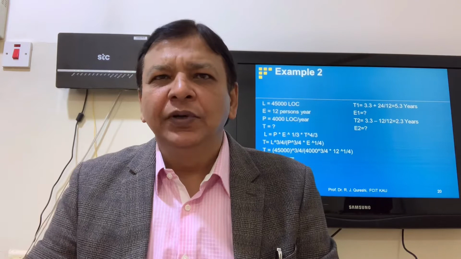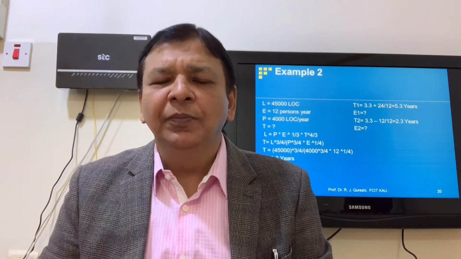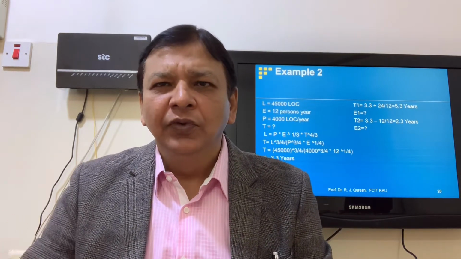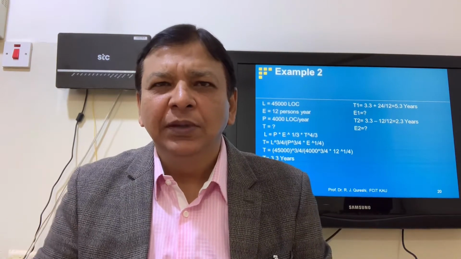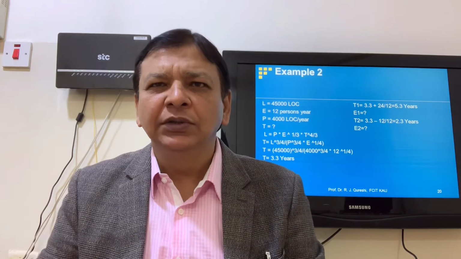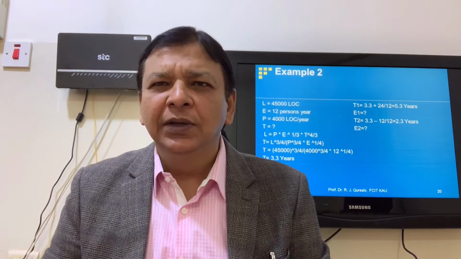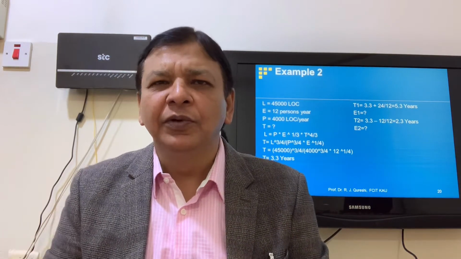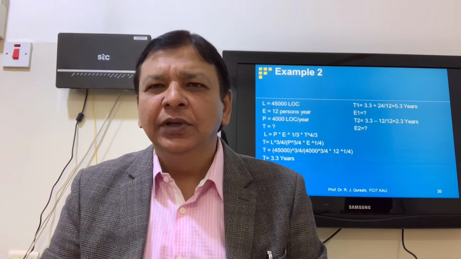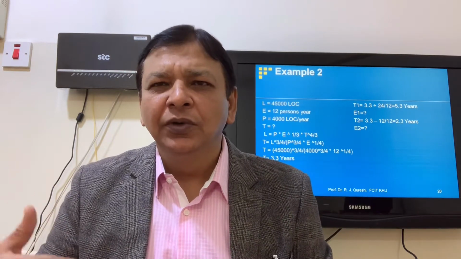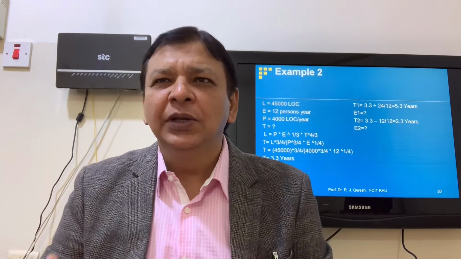L is equal to 45,000, E is equal to 12 person-years, T we need to calculate. T is equal to 45,000 power 3 by 4 divided by 4,000 power 3 by 4 multiplied by 12 power 1 by 4. T is equal to 3.3 years. Now we have two scenarios, if we increase the time by 24 months. 24 months means 24 divided by 12. If we have to convert months into years, so 3.3 plus 2 equals 5.3 years.